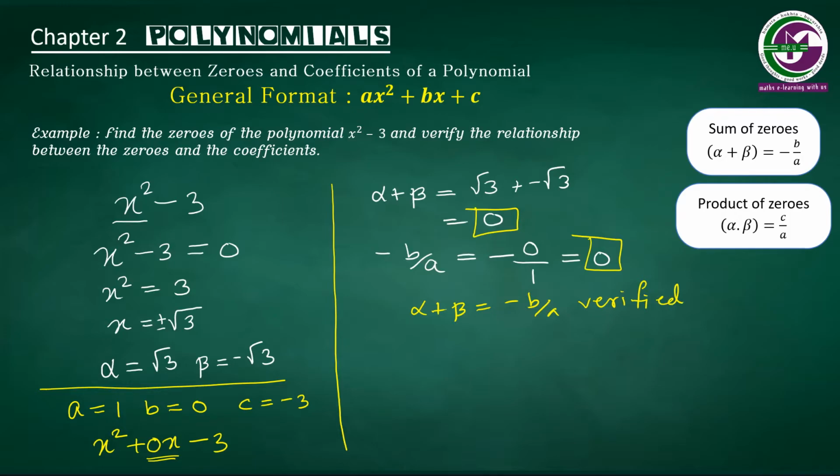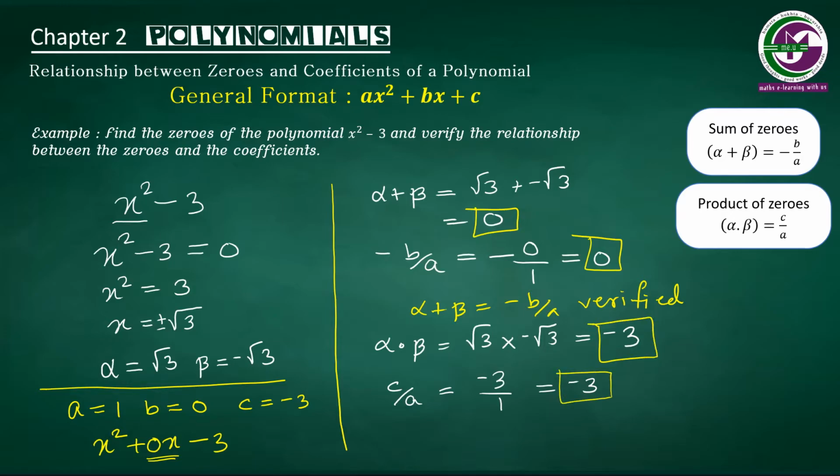Now we'll see the product of the zeros. Alpha times beta equals root 3 multiplied by negative root 3. So root 3 times root 3 is 3, and for one of the numbers there is a negative, so it is negative 3. Now we'll find c by a. C by a equals, the value of c is minus 3, a is 1, so it is minus 3. So both the answers are same. That means alpha times beta equals c by a, verified. They are same.